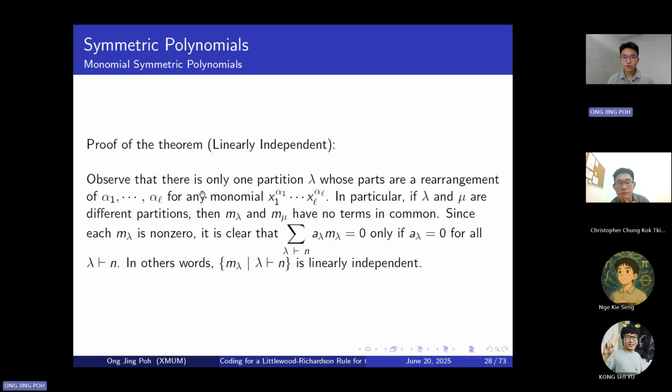Firstly, for any two different partitions lambda and mu, m lambda and m mu have no terms in common. So we can draw the conclusion that the sum of a lambda m lambda is equal to 0 if and only if a lambda equals 0 for all lambdas. Which means that the set of monomial symmetric polynomials is linearly independent.